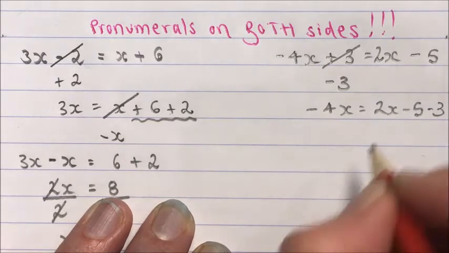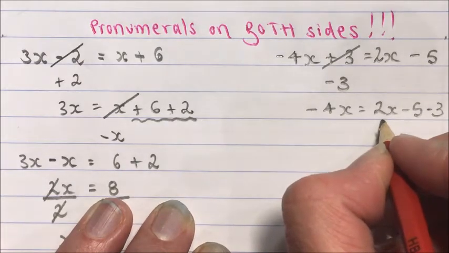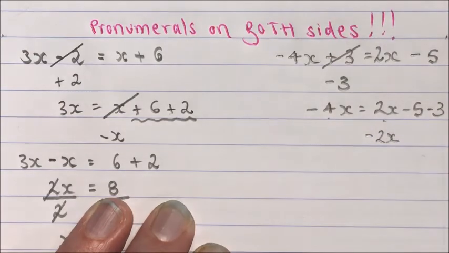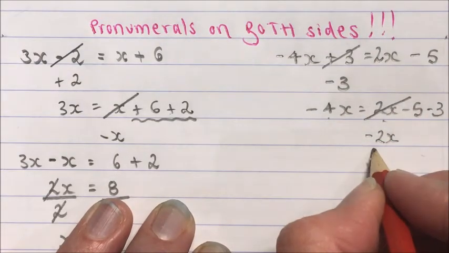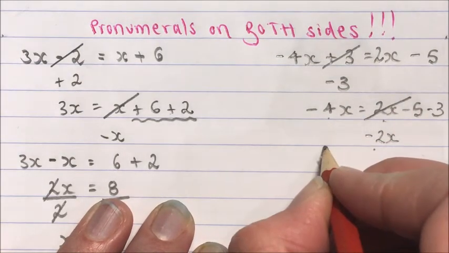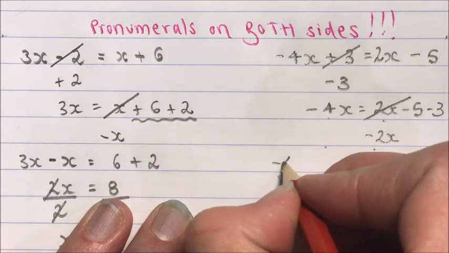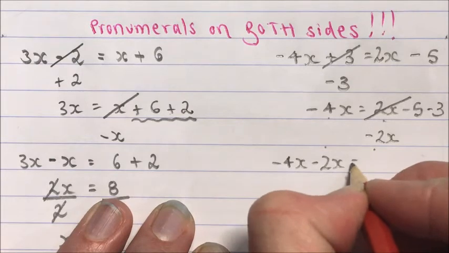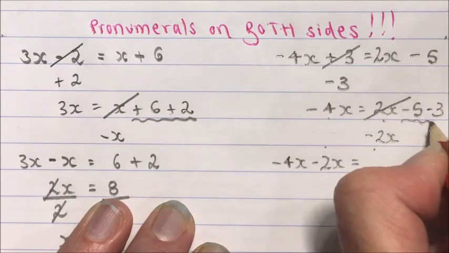I'll take 3 away from here. Excellent. Now I want to move negative 2x over to this side. So I've got to get rid of it from this side. So I'm going to minus 2x. And that gets rid of that. So I'm taking minus 2x over to this side. And I end up with negative 4x minus 2x equals, the whole thing comes down.